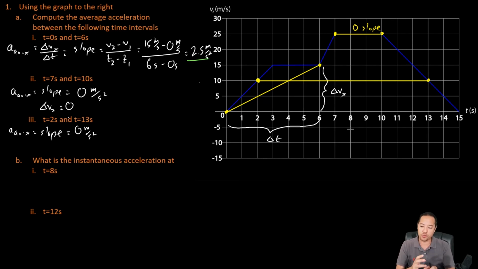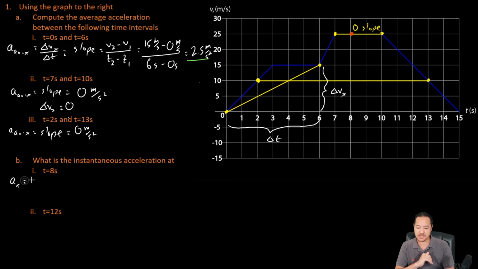And now we want to look at part B. What is the instantaneous acceleration at t equals 8 seconds? Okay, so if we look at t equals 8 seconds, that's going to be right here on the curve. And for the instantaneous acceleration, we want to find the slope of the tangent line to the graph at that point, right? That's what we want to do.